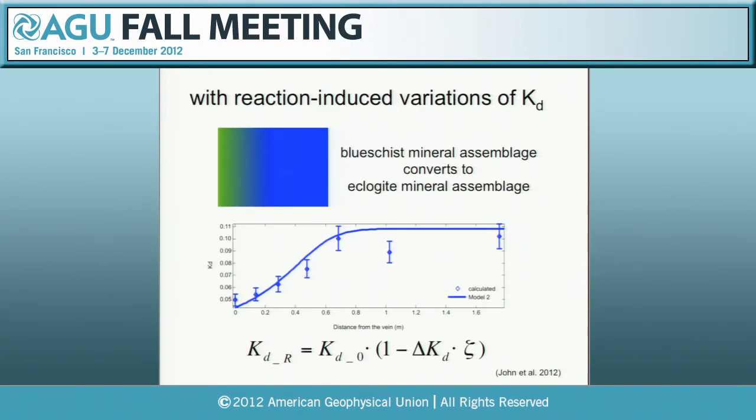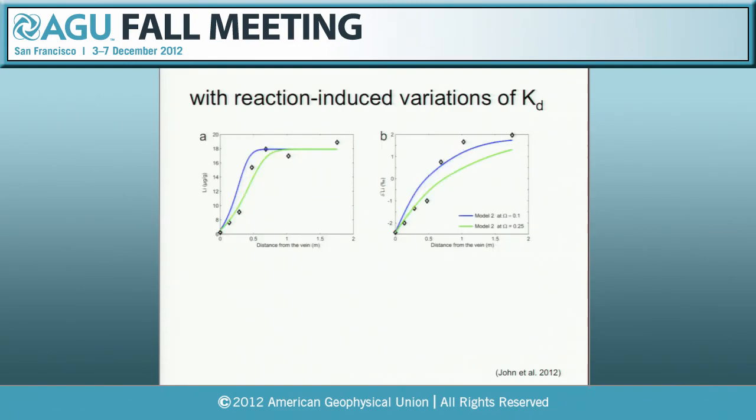So we have here the calculated partition coefficients for the specific mineral assemblage of the sample suite. We start with a homogeneous partition coefficient, and we now allow the system to change the partition coefficient as a simple linear function of the reaction progress. And we already get a way better fit to the data, so the concentrations look pretty good anyway.